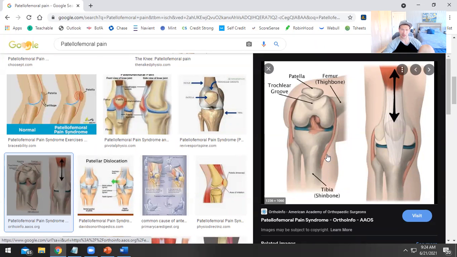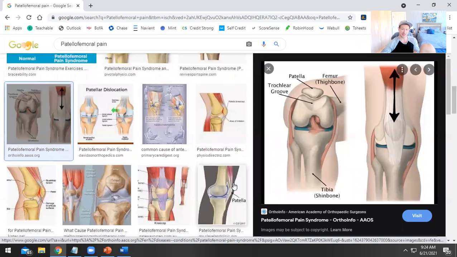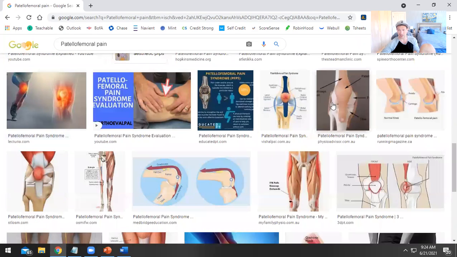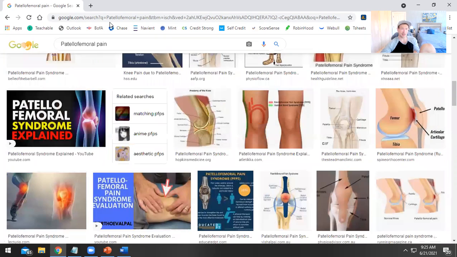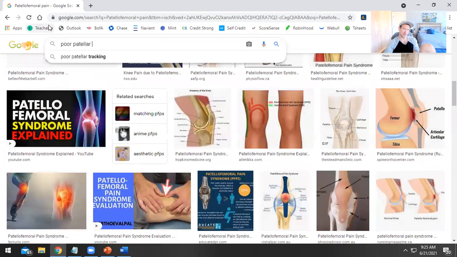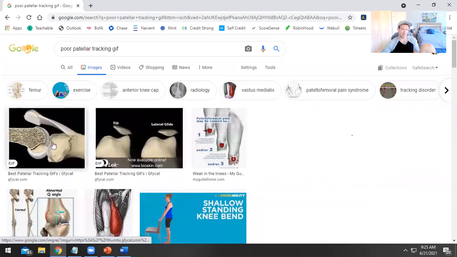So patellofemoral pain is sort of general knee pain, right? Sometimes we'll describe it as just an ache and a pain, or it'll feel like arthritis of the knee, even though arthritis would be specifically if you're missing connective tissue. But what is happening, let's see if I can find a poor patellar tracking GIF. Let's see if I can find a GIF of this.